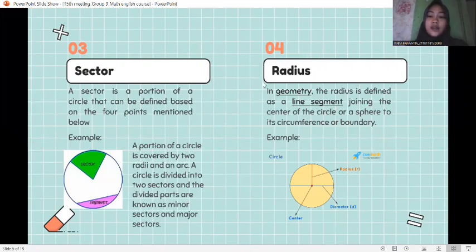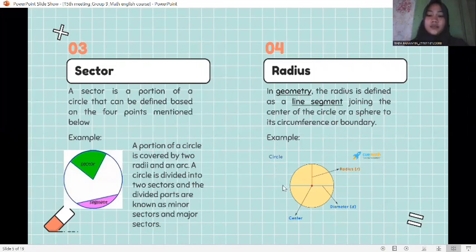Next is radius. In geometry, the radius is defined as a line segment joining the center of the circle or a sphere to its circumference or boundary.